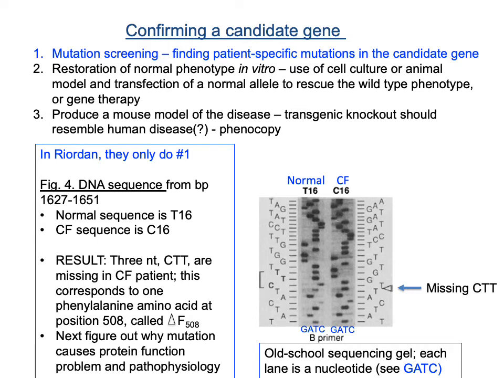The two other types of criteria would be rescue, which would be to restore the normal phenotype, and that could be in vitro using cell culture or an animal model where you could transfect or otherwise transfer in the normal allele to rescue the mutant phenotype and actually then see a wild type phenotype. Gene therapy would be another rescue type method, where you would be providing the wild type copy to the patient, hoping to restore normal function.